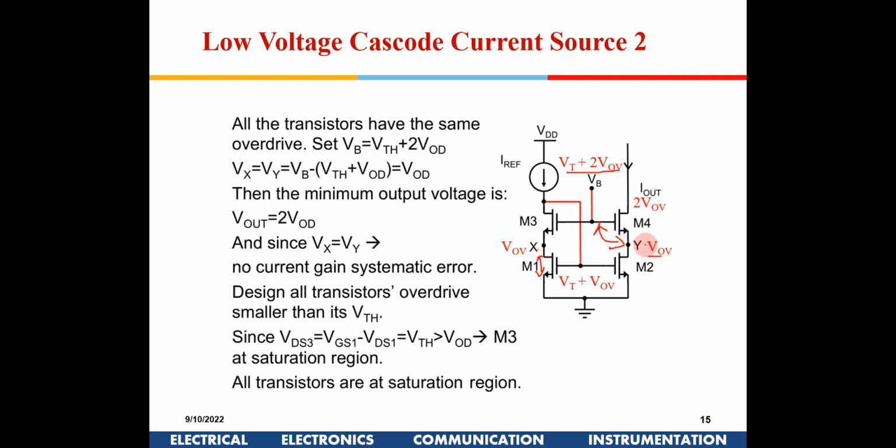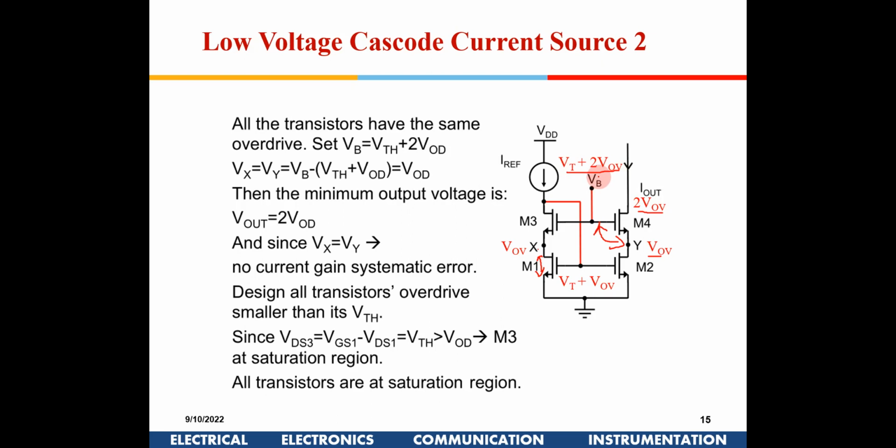Now in this particular circuit, I have eliminated the systematic error. At the same time, I am getting 2 VOV as the minimum output voltage which is required here. Only thing is, now I have to generate this VT plus 2 VOV externally. Is it okay with all of you?